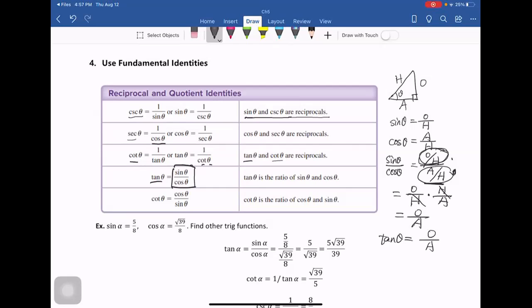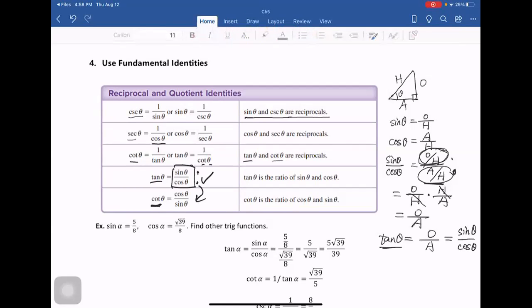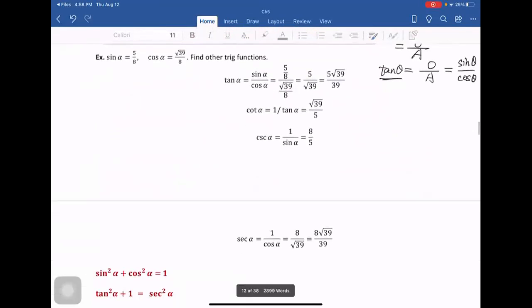That means tangent theta equals sine theta over cosine theta. So this shows you that cotangent theta is a reciprocal of tangent theta. So you just flip the position of these two, and we get cosine theta divided by sine theta. Okay, let's move on to see the example.